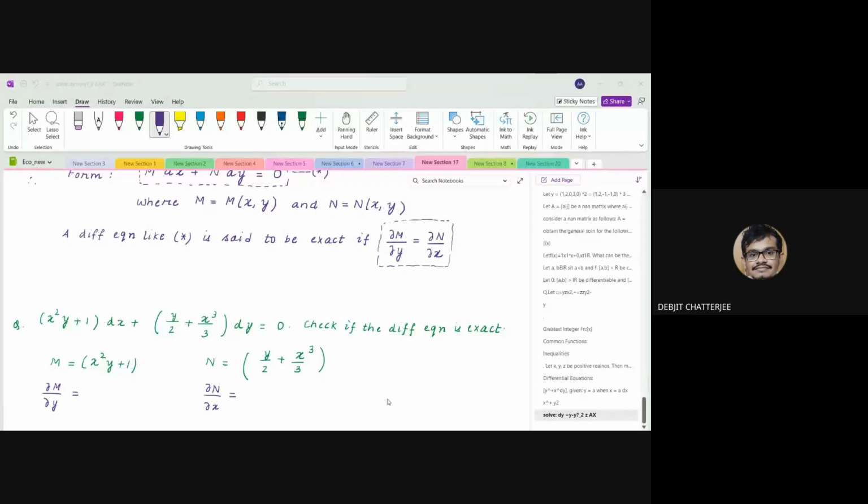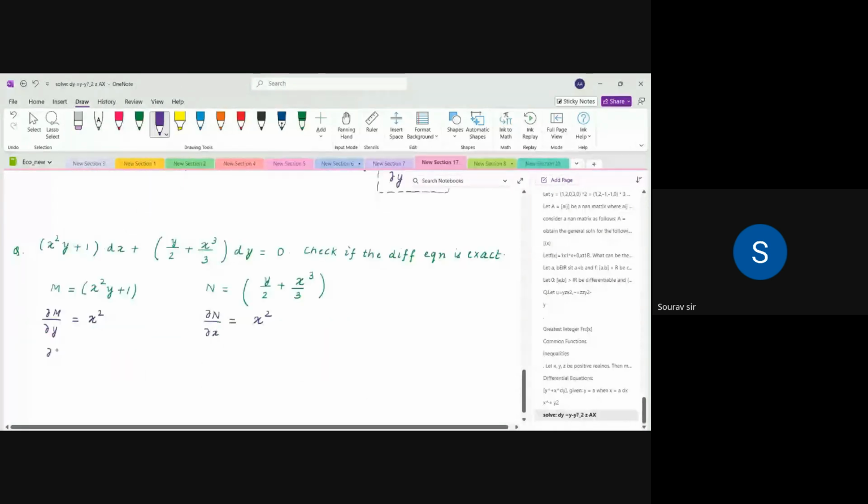Sir, both are same, x square. Others, are you getting the same answer? Yes, sir. Okay. So that means in this case, since both the partial derivatives are equal, we can conclude that the differential equation is exact. Correct?